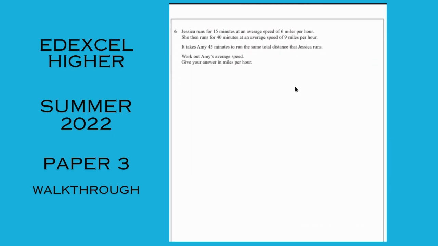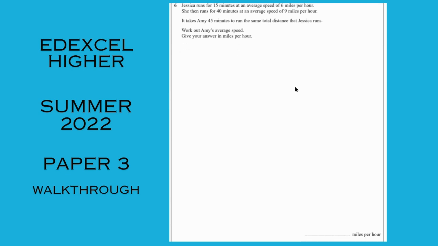Number 6, wordy speed, distance, time. So Jessica runs for 15 minutes. That's a quarter of an hour. So a quarter of 6, because she'll cover a quarter of the distance if it's a quarter of an hour. She'll be doing 1.5 miles.